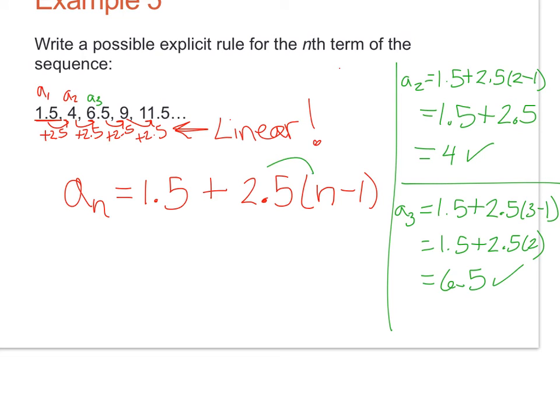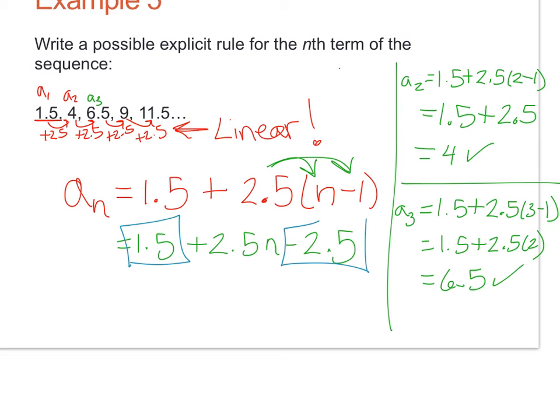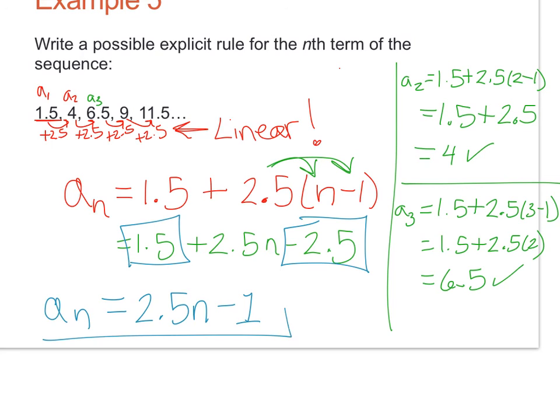Now from here, I'm going to clean it up a little because we have some parentheses going on. So I'm going to distribute the 2.5 into the parentheses, giving me 1.5 plus 2.5n minus 2.5. We have some like terms here, 1.5 minus 2.5, so I'm going to combine them, giving me 2.5n minus 1, and that is then our simplified explicit rule. a sub n equals 2.5n minus 1. And that concludes our lesson on 9.1.